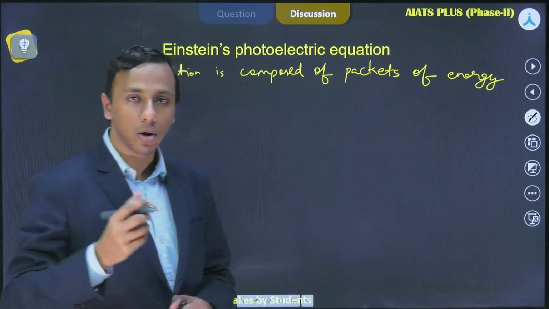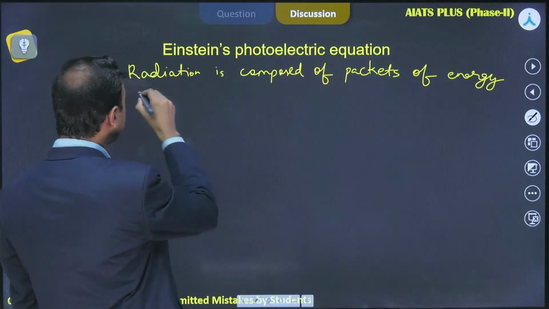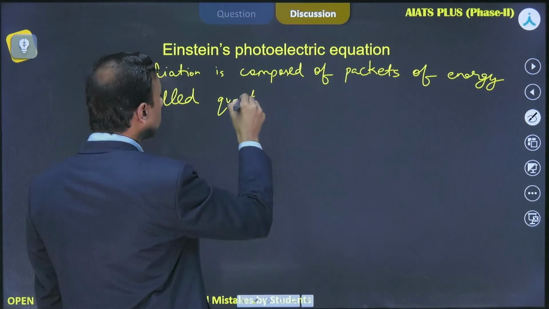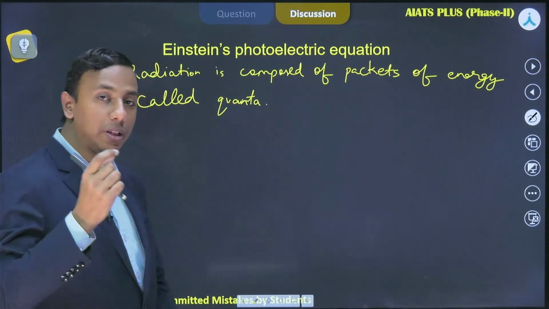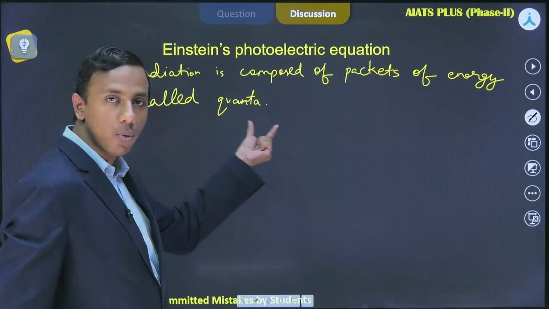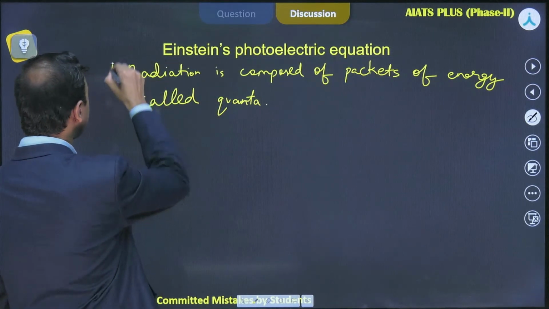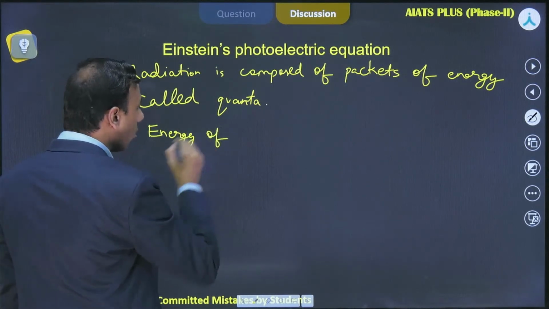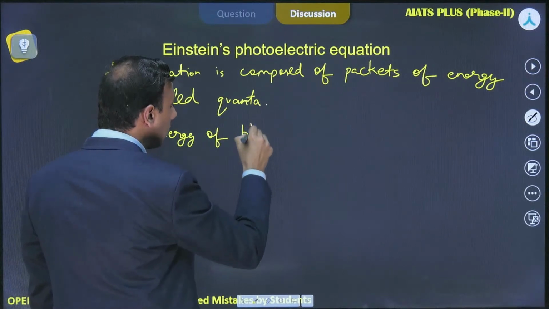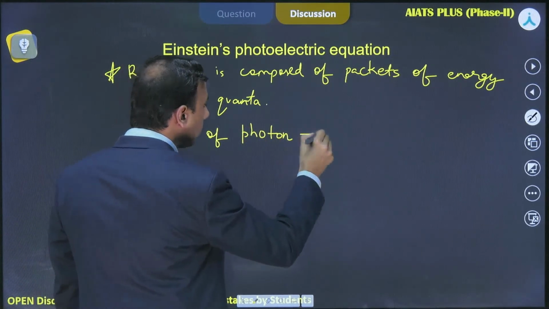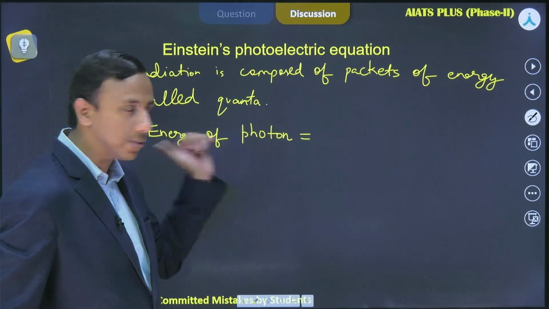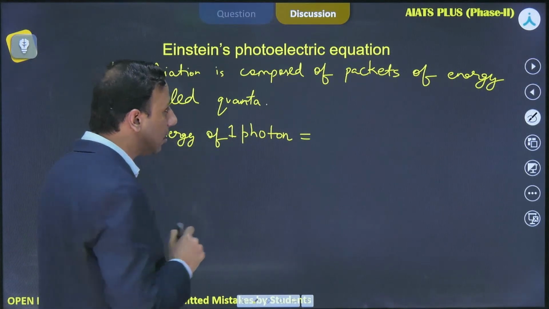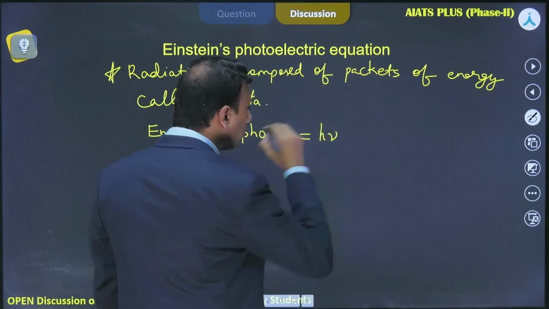And these packets are called quanta, all right? So what would be the energy of one packet, or the energy of one quanta? The energy of one such packet or one quanta, or we can also call it the energy of one photon, because these packets are essentially photons only. So the energy of one photon, not multiple photons, only one photon, can be expressed as h into nu.